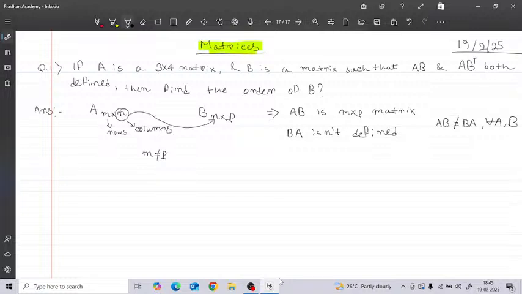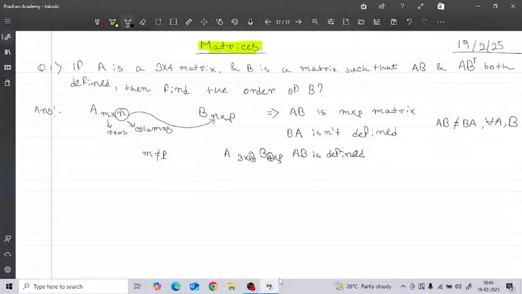Now here A is a 3 cross 4 matrix. As AB is defined, hence B must be something like this, 4 cross p form, because as AB is defined, the number of columns of A should be equal to the number of rows of B. So if AB is defined, then B is something like 4 cross p order.